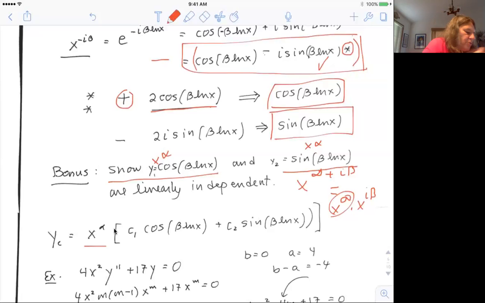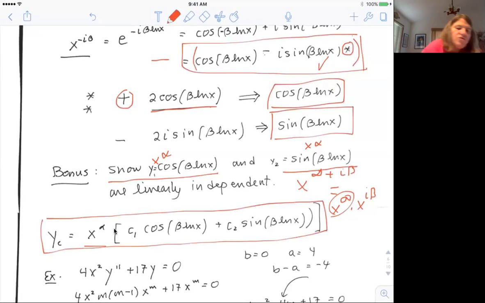So what we've got here is that our y_c, when we have complex roots in a Cauchy-Euler equation, looks like this: x to the real part of the complex root, and then C1 cosine beta log x, where beta is the imaginary part, the part with the i, plus C2 sine beta log x. So that's the third case.